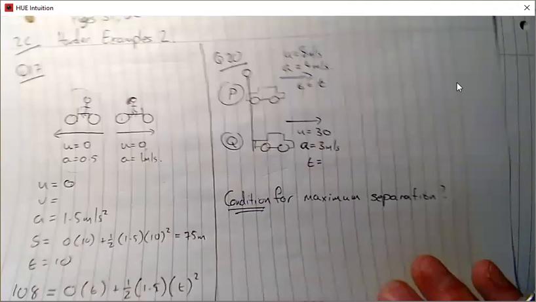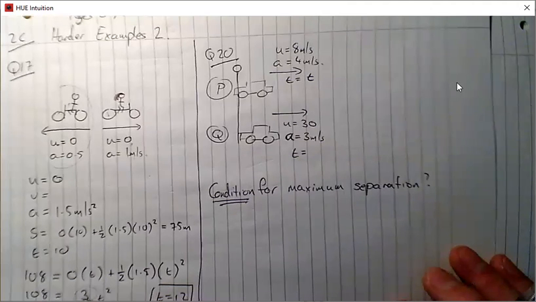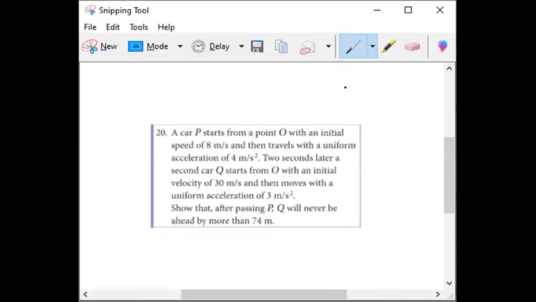Okay, question 20, another one. A car P starts from a point O with an initial speed of 8 meters per second and then travels with a uniform acceleration of 4 meters per second squared. 2 seconds later, a second car Q starts from O with initial velocity 30 and moves with uniform acceleration 3 meters per second squared. Show that after passing P, Q will never be ahead by more than 74 meters.